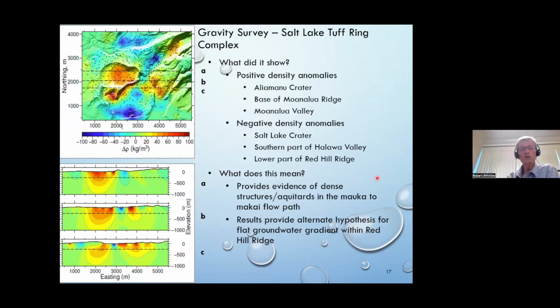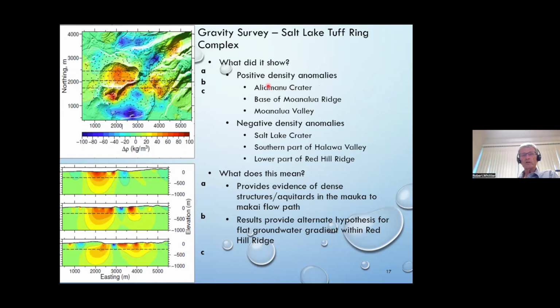And here was a result of that. The warmer colors indicate positive gravity anomalies or denser subsurface structures. The cooler colors, negative density anomalies or less dense subsurface structures.